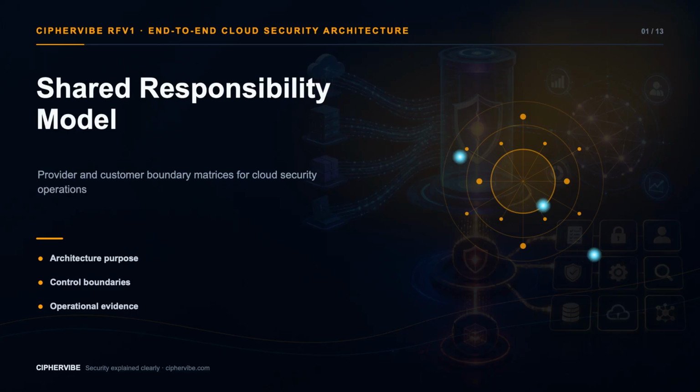Welcome to episode 26 of CipherVibe's end-to-end cloud security architecture course. Shared responsibility explains how providers and customers divide security duties. The boundary changes by service model, so teams must turn this principle into a concrete matrix for critical workloads. We will connect its purpose, design boundaries, implementation path, failure modes, and evidence of effectiveness.